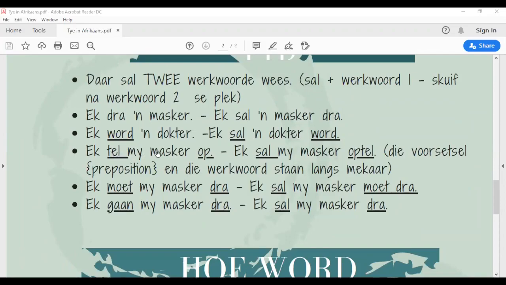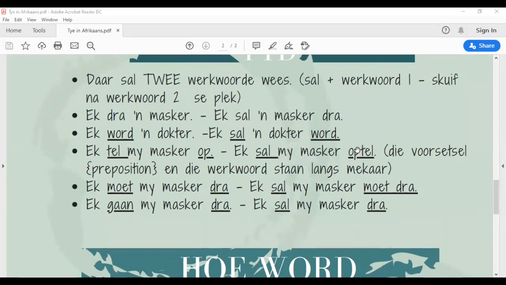Ek tel my masker op. Ek sal my masker optel. Now, do you remember with the past tense, I told you if there's a preposition at the end, it stays at the end. We put a ge in a verb. Now the same rules apply, but obviously this is a different tense, so we don't put in ge, but still the verb moves to the end.